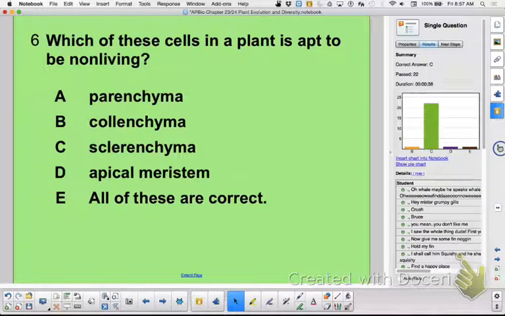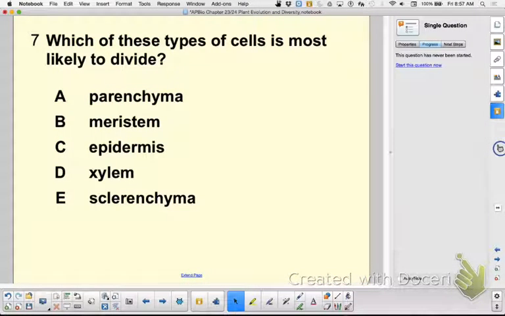I definitely would not pick D, but somebody did. Why wouldn't I pick D for sure? What do you hear in that? Meristem. Meristematic, these are tissues that continue to grow. Okay, so definitely you would not pick that as non-living. Oh, dang it.